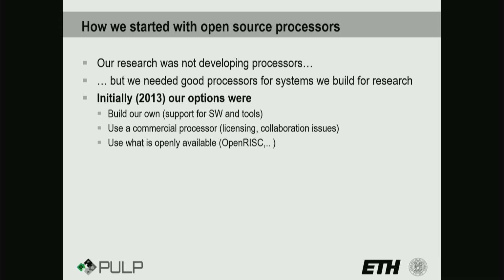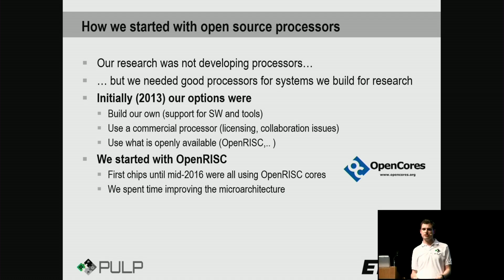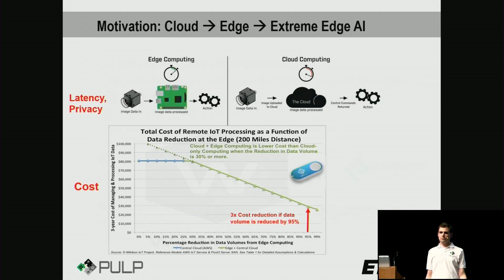Or use what is openly available, which back in the day was OpenRISC, which was briefly touched upon earlier in the afternoon. So our first chips until mid-2016 were all OpenRISC cores. We spent quite some time optimizing the cores which were available and improving the microarchitecture. And only at a later stage did we move forward to RISC-V because it had a much larger community. There was a lot of momentum surrounding RISC-V, and the transition for us was relatively simple. It was basically a new decoder for the processor core that we developed.